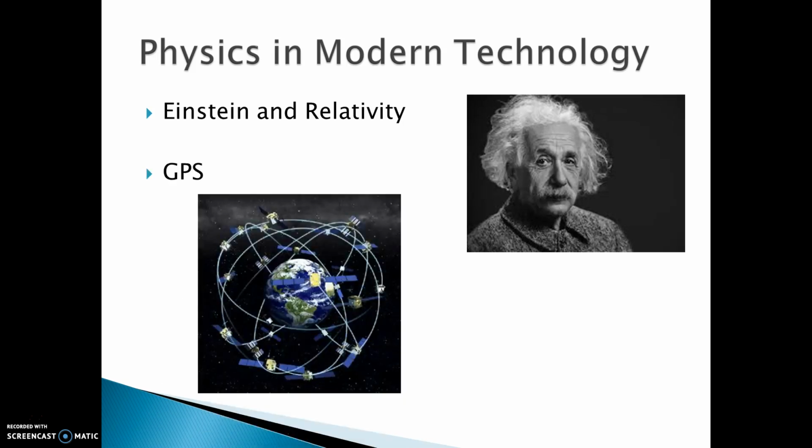GPS is another example of physics in modern technology. Unfortunately, I have not experienced space travel to validate some more examples of Einstein's theory of relativity. However, I have experienced the result of this theory when I use my GPS to obtain driving directions when I travel to a new location.